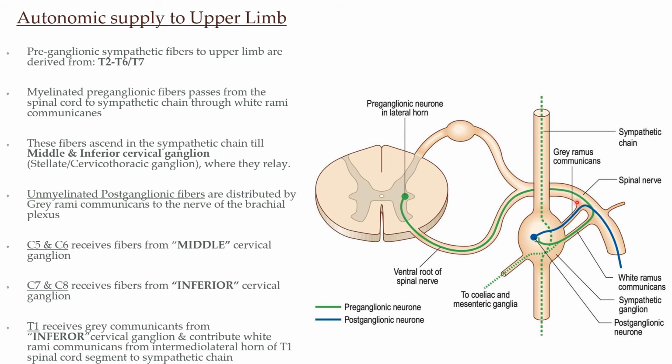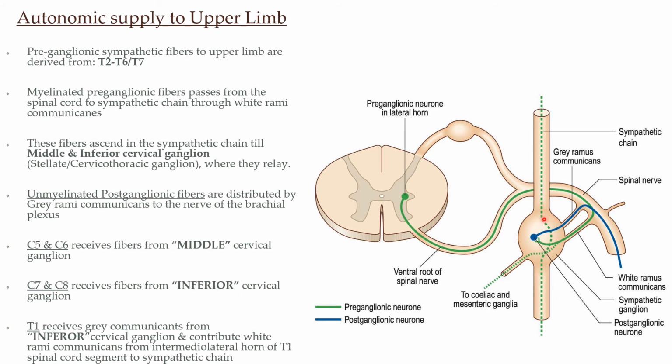Here you can see the neurons which arise from the intermediolateral horn. They enter into the ventral root of the spinal nerve and then in the spinal nerve they separate from the other neurons in order to enter into the sympathetic chain. These fibers are the preganglionic myelinated fibers, which are collectively known as white ramus communicant. These fibers may have three fates in the sympathetic chain.